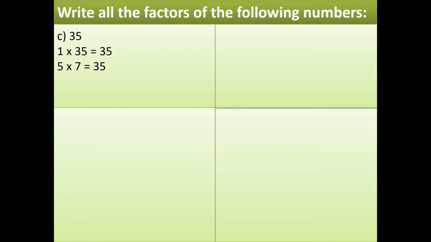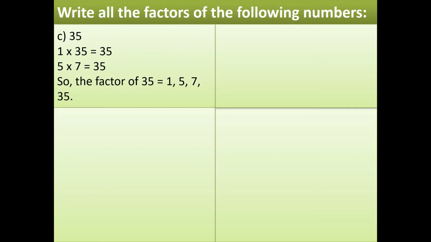Now we know that we have covered all the possible products of two numbers. The numbers covered are in a U shape and all these numbers are the factors of 35. So the factors of 35 are 1, 5, 7 and 35.